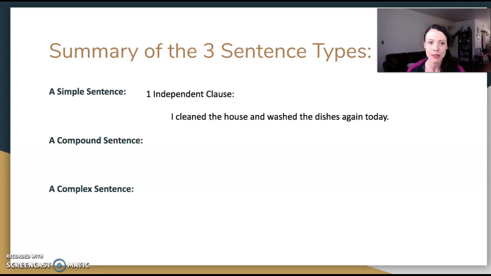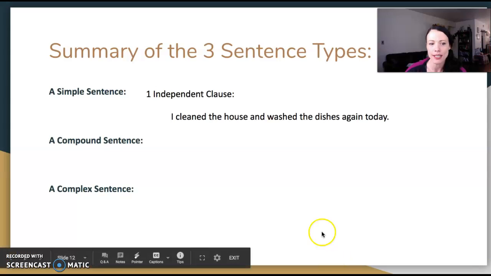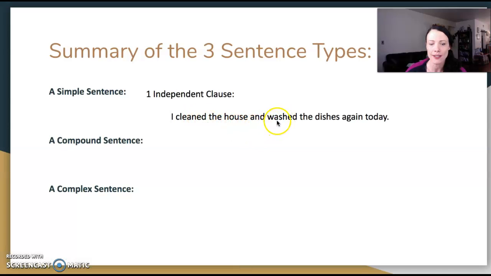Why is that an independent clause, just one? Because I only have one subject right here. I have "and," but it's just connecting a list of two verbs. I don't have another subject here. There's no place I can cut my sentence in half and have two complete sentences. So it is simple.